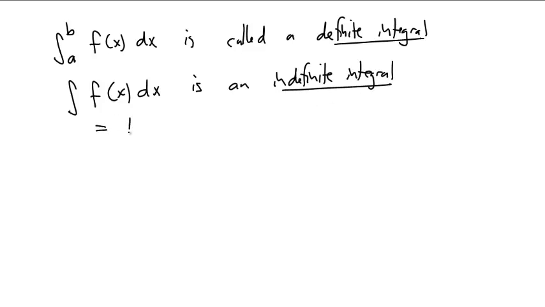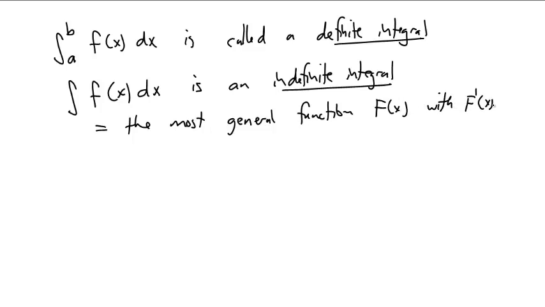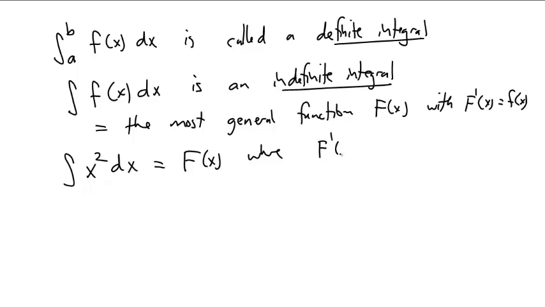And this is the most general function big F of x whose derivative is your f of x. So a few examples. In other words, the integral of x squared dx is the most general function whose derivative is x squared. It is F of x where its derivative needs to be x squared.